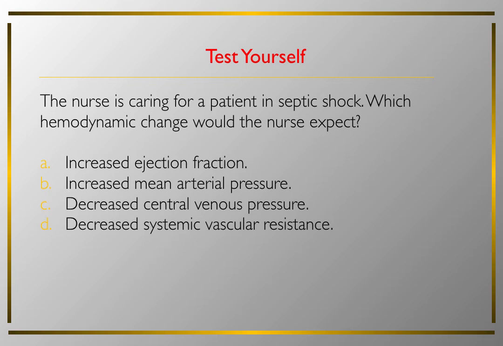Well, remember this patient's in septic shock. So there would be probably a change in systemic vascular resistance, which makes D correct. Patients in septic shock will have a decreased systemic vascular resistance, decreased ejection fraction, not increased, and decreased mean arterial pressure because they're becoming hypotensive. Decreased central venous pressure, or preload, is expected in hypovolemic or obstructive shock.